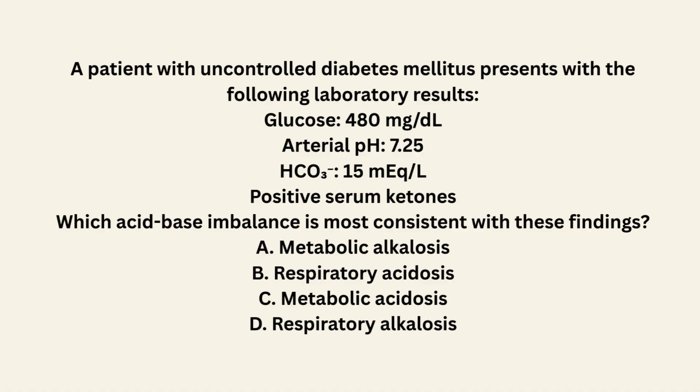A patient with uncontrolled diabetes mellitus presents with the following laboratory results. Glucose, 480 mg per deciliter. Arterial pH, 7.25. Hydrogen carbonate, 15 milliequivalent per liter. Positive serum ketones. Which acid-base imbalance is most consistent with these findings? A. Metabolic alkalosis. B. Respiratory acidosis. C. Metabolic acidosis. D. Respiratory alkalosis.